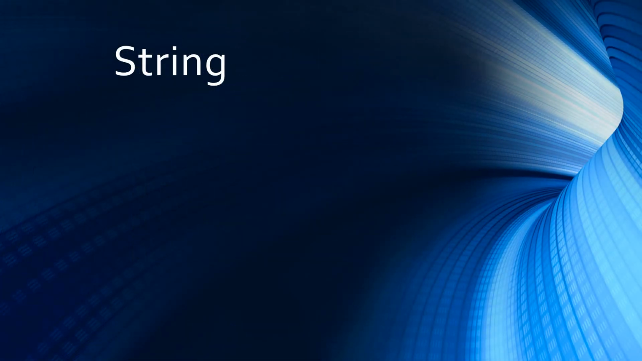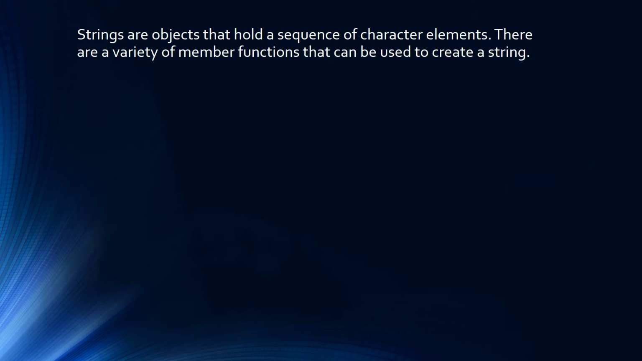And now we'll talk about strings. Strings are objects that hold a sequence of character elements. There are a variety of memory functions that can be used to create a string. So a string is pretty much like a char variable, except the char variable only holds one symbol, and a string can hold a whole set of symbols. And you could also make string arrays, which you initialize. Let's say I have a string array of 10. That means I'm setting aside 10 bytes in memory for each symbol of that string array.